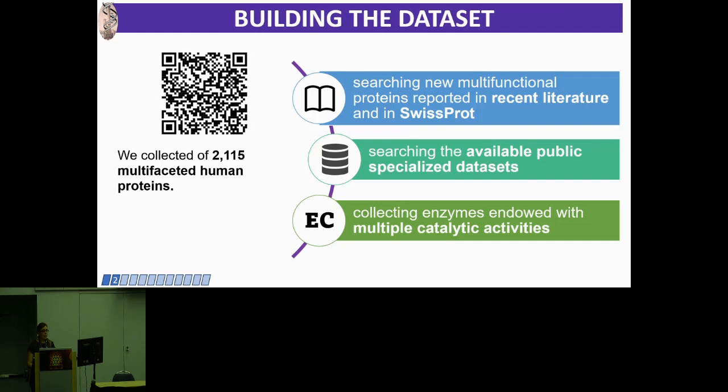So at the end, we collected 2,115 different multifaceted human proteins. As far as we know, this is the largest collection of multifaceted human proteins nowadays.